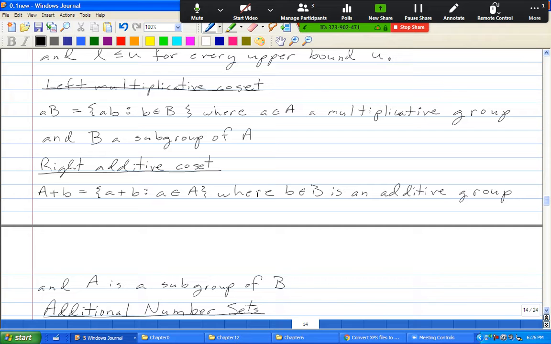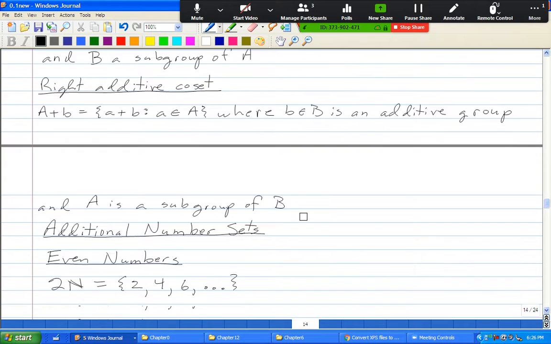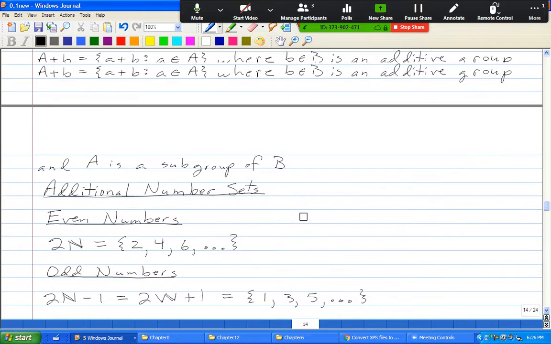Let me do this for the right additive coset. So A plus B is the set of all a plus b, where a is in the set A. So this is where b is in the set B, is an additive group, and A, the set A, is a subgroup of the set B. So with that notation, I can write certain sets.